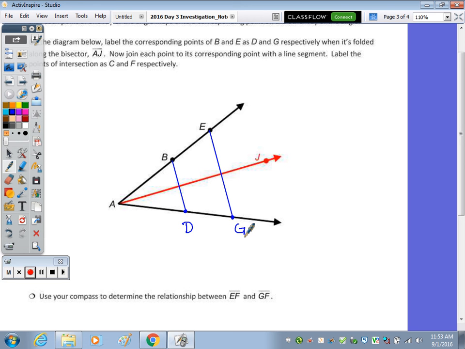So we labeled points D and G as you fold. And then it says to label the points of intersection as C and F. So this line segment intersects ray AJ here. So there's C, and EG intersects ray AJ here at F. Okay, so as I mentioned, this is drawn perpendicular.